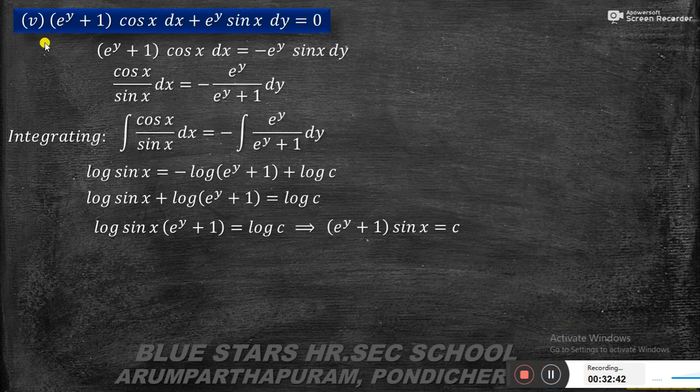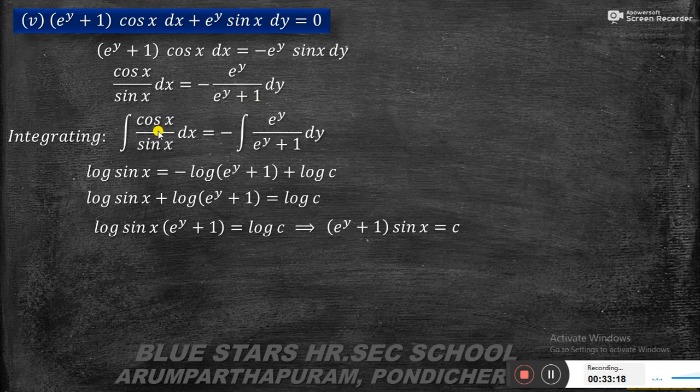Now for the fifth subdivision, (e^y + 1) cos x dx plus e^y sin x dy equals 0. You see here, (e^y + 1) cos x dx equals, I write the second term on the right-hand side, so minus e^y sin x dy. Grouping the x terms and y terms, cos x dx by sin x equals minus e^y by (e^y + 1) dy.